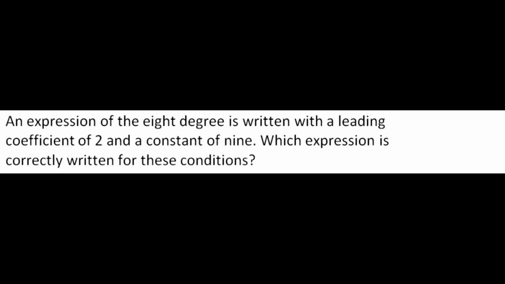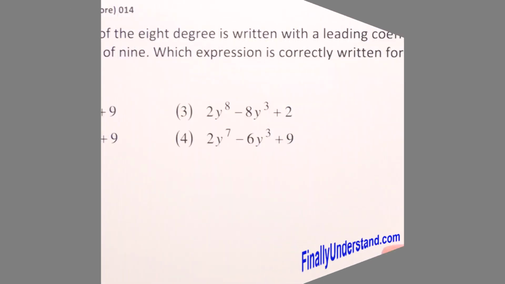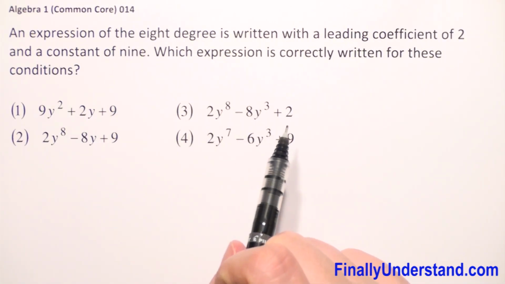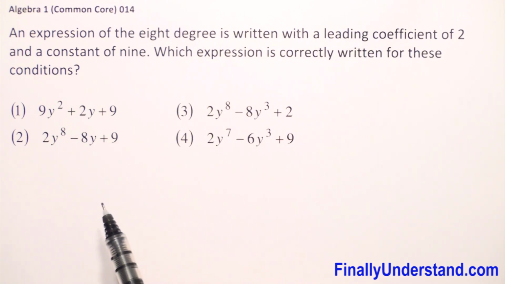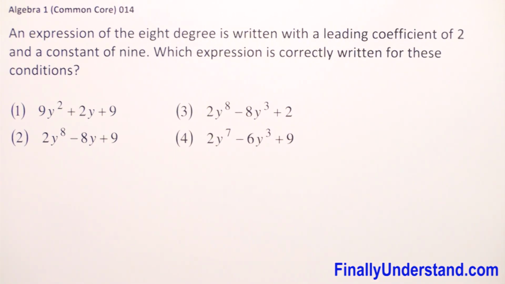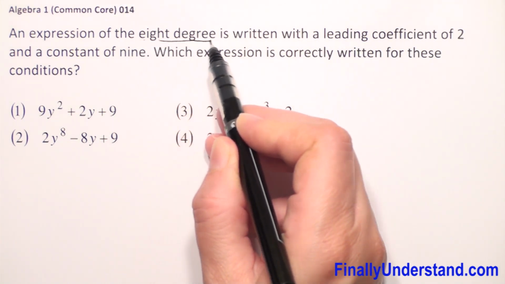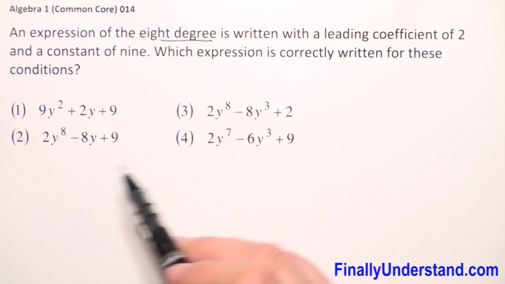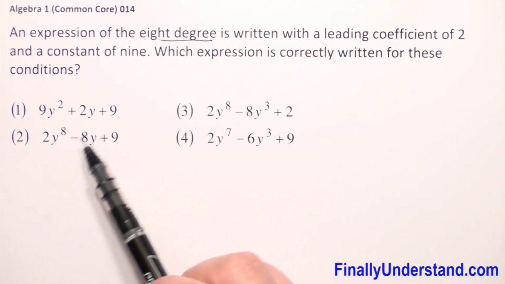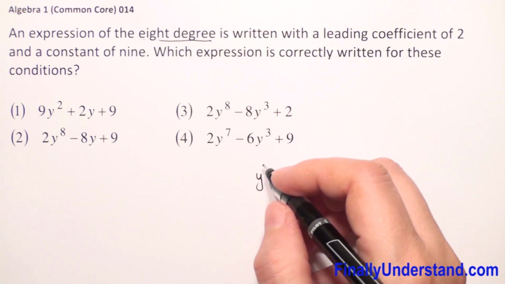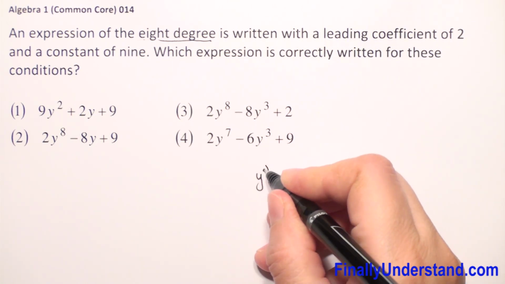An expression of 8 degree is written with leading coefficient of 2 and constant of 9. Which expression is correctly written for these conditions? So first let me write what we have here. We have 8 degree. So in our solutions, variable is y. So y must be in power 8.